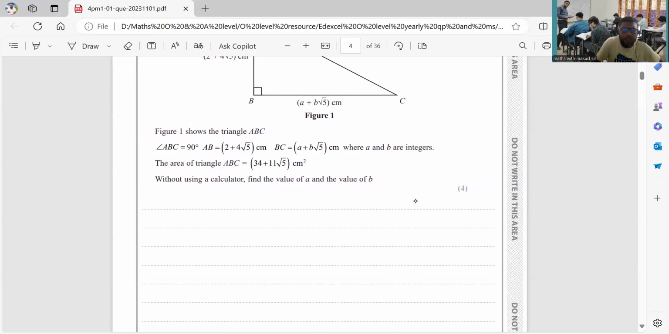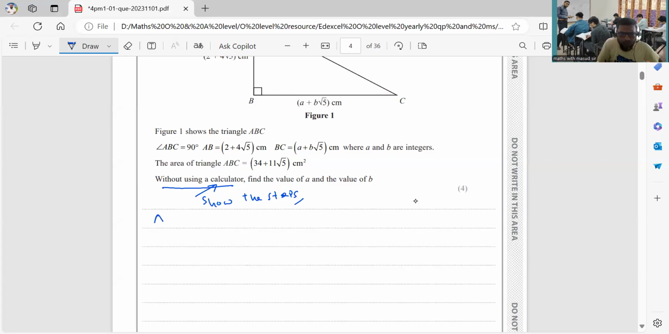And if you see the information here, without using a calculator, it means you have to show the steps. So you have to show the steps. You can get help from the calculator, but you have to show the steps. Otherwise, you will get the answer by calculator.